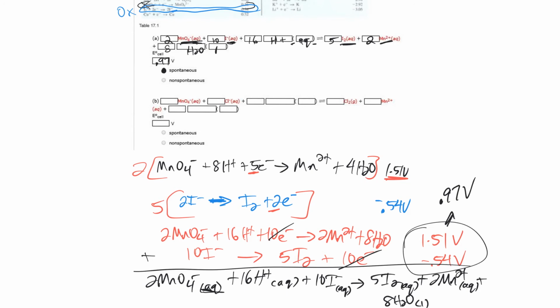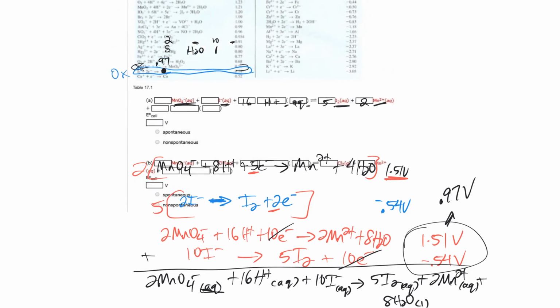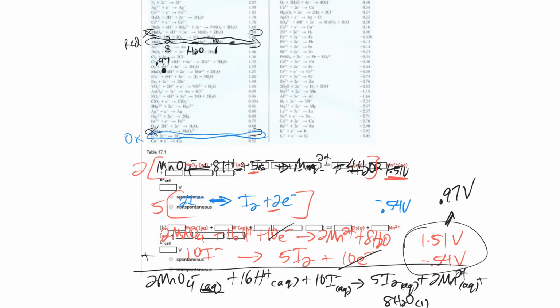Okay, problem B. Look at this, permanganate appears again for us, along with manganese 2 ion. As we analyzed above, that's going to be the same half reaction, the one that has permanganate and 8 hydrogens and 5 electrons becoming manganese 2 and some water with a voltage of 1.51.